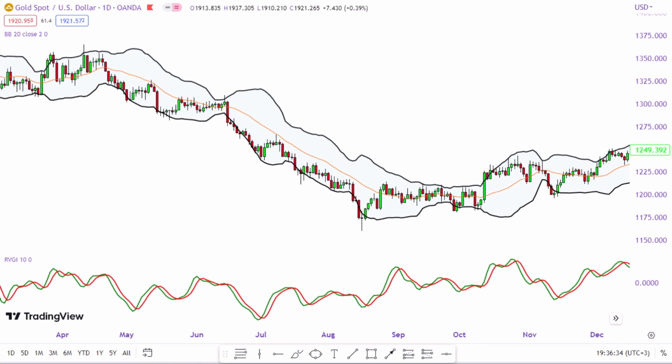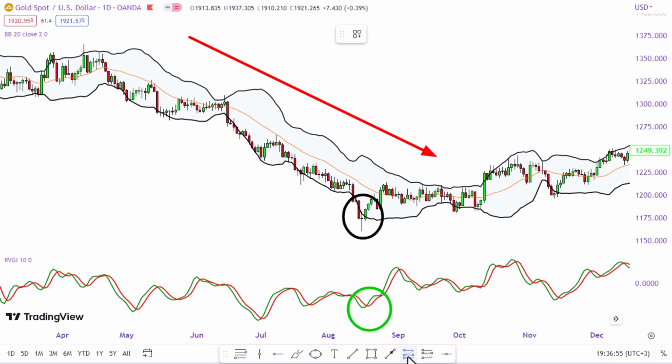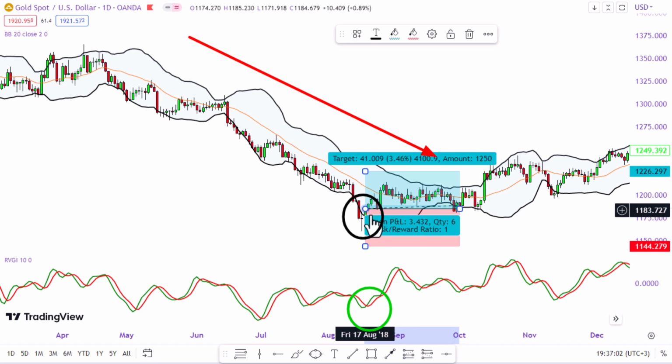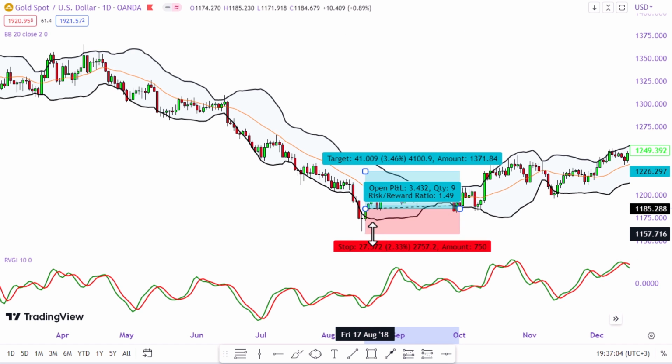To enter a long position using the RSI and Bollinger Bands strategy, follow these rules. First, check for a clear downtrend on the price chart. Second, make sure that the price bar is closed outside the lower Bollinger Band line. Third, wait for the quicker green RSI line to cross the slower red signal line from below in the oversold area, indicating a buy signal. Once the price chart confirms the reversal, you can open a buying position with the stop loss set behind the local low.